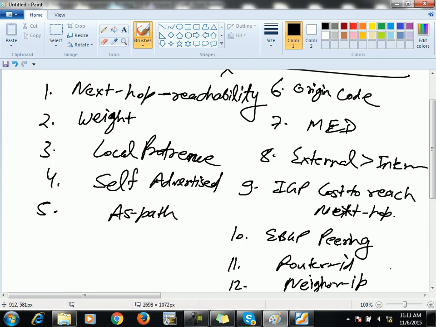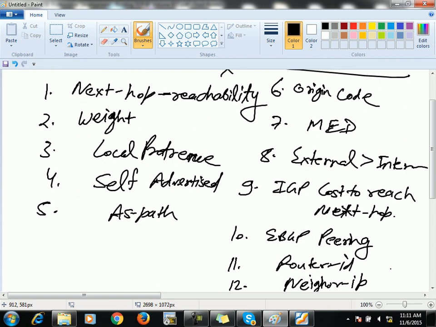See, if someone asks you how BGP will define or elect its best path, and to elaborate it in a sequence, this is the sequence in which BGP will select its best path. First, we check next hop reachability. Let's say I'm receiving the same prefix from two different neighbors. From one neighbor, next hop is reachable. From one neighbor, next hop is not reachable. Then definitely the other one will be best. Second, weight. If next hop is reachable via both neighbors, then it will compare their weight value.